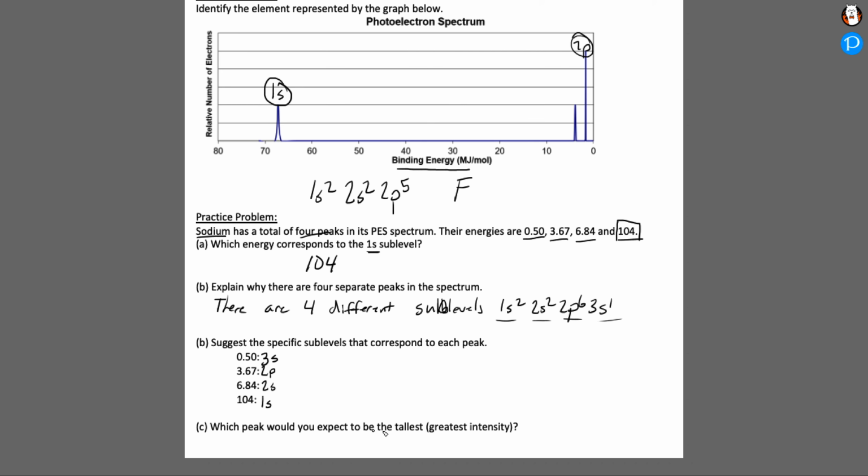Which peak would you expect to be the tallest or the greatest intensity, or in other words, the greatest number of electrons? From our electron configuration, that would have to be the 2p sublevel. The 2p would have the highest intensity because it would have the most electrons. And that's where we'll stop for the notes today.